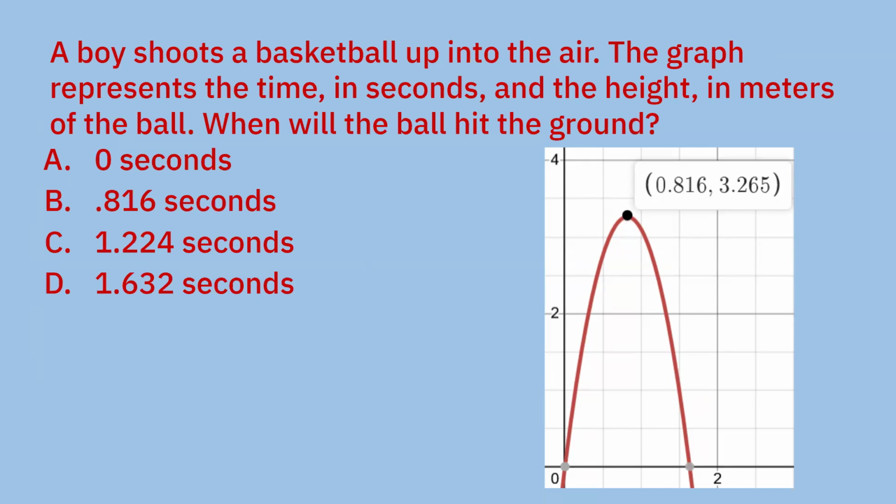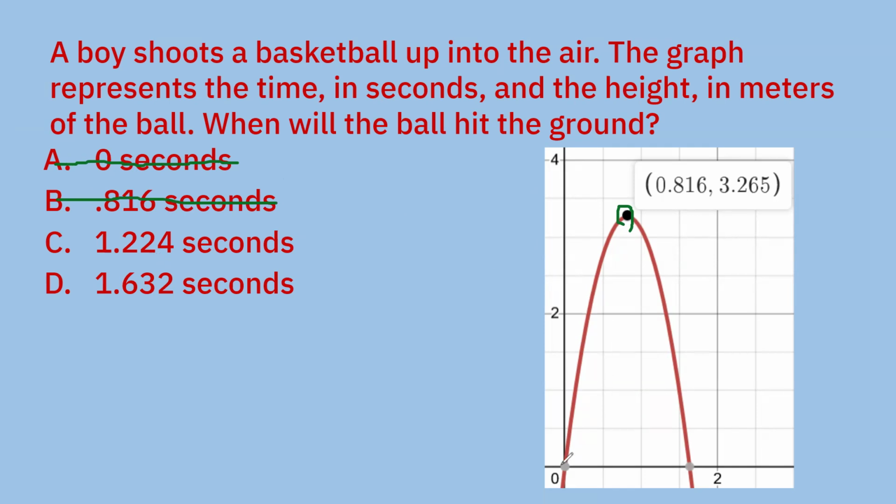So we have to do, when will the ball hit the ground? Let's look at our answer choices to sort of get some guidance. 0 seconds doesn't make sense because that's when the ball would sort of take off from the ground. So we can cross that off. 0.816 seconds. Okay, that makes more sense, but that's here, right? And that is the peak. So that's when the ball is at its peak. That's the vertex, right? So that's not going to work either. And then we're left with these two answer choices, right?